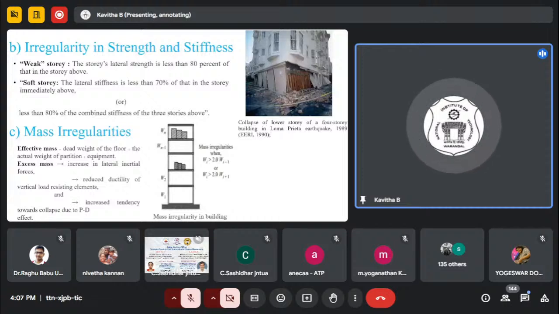So regarding mass irregularities, when you are designing a building, you should take care that the heavier floors are placed in the bottommost floors. For example, some people are designing swimming pools at the top or gyms in the topmost floors. This can be avoided, and they can gradually reduce the mass of the floors from one floor to another in the residence.